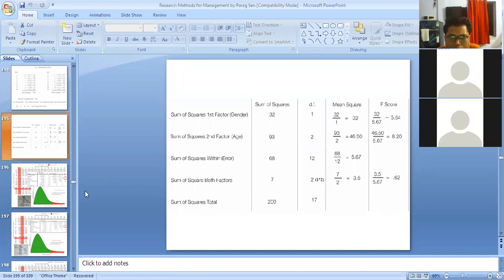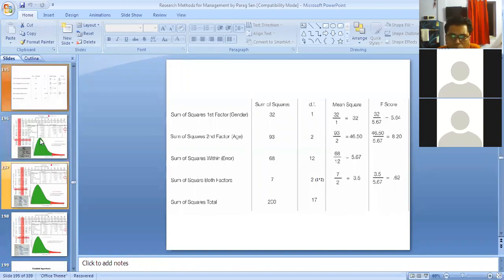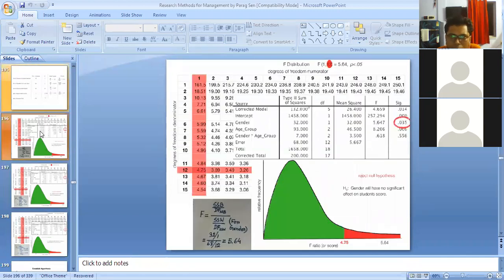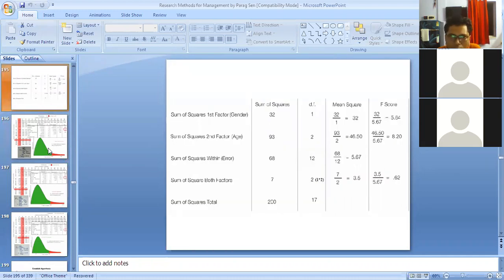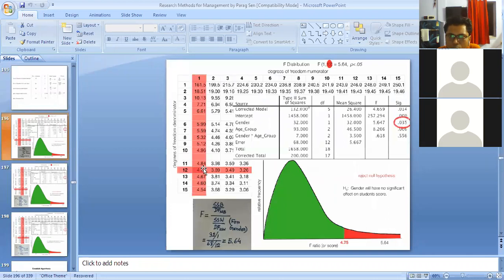and which particular hypothesis you cannot reject. And if you have a look at the first pair of hypotheses, your F statistic is 5.64, and the cutoff value is 4.75. How can you determine the cutoff? Because you are considering alpha equal to 0.05 level.